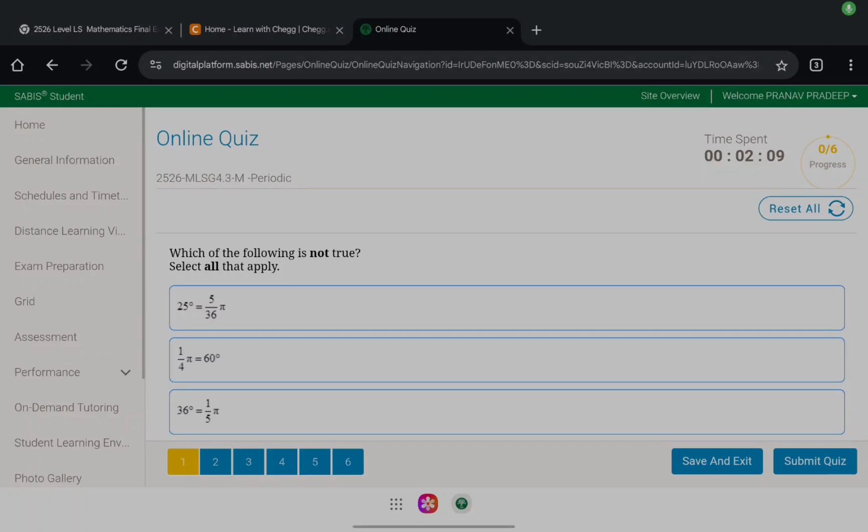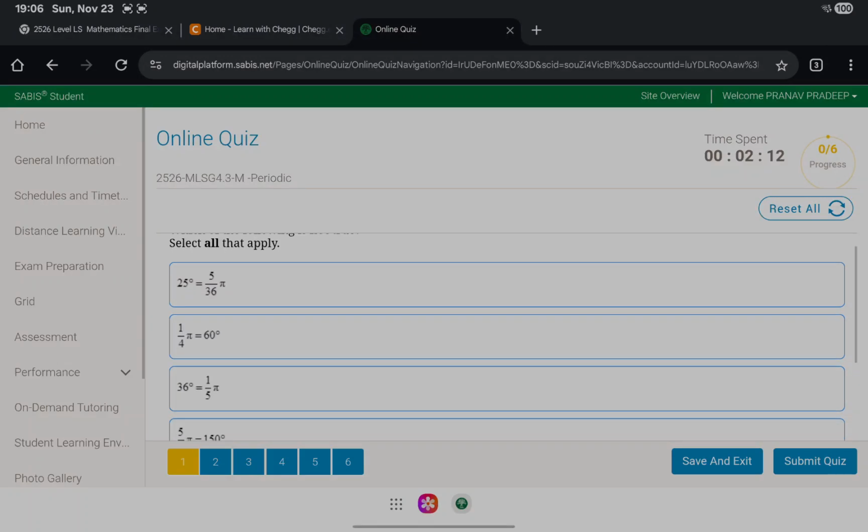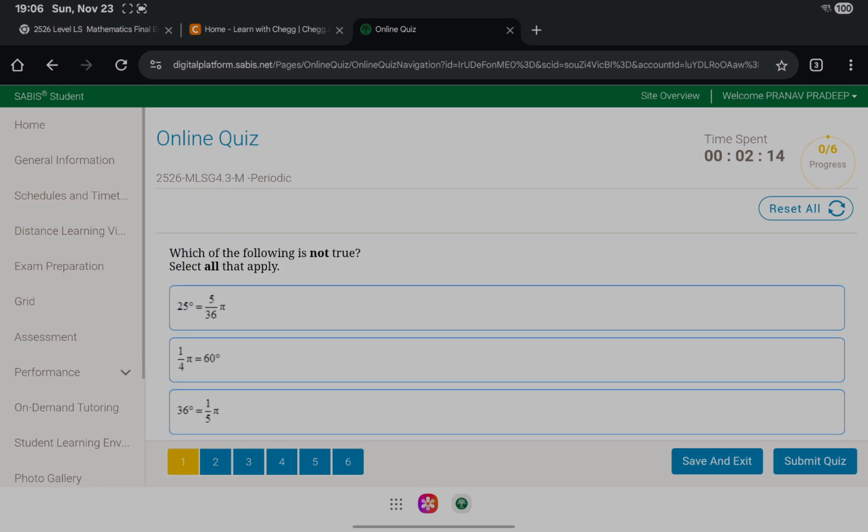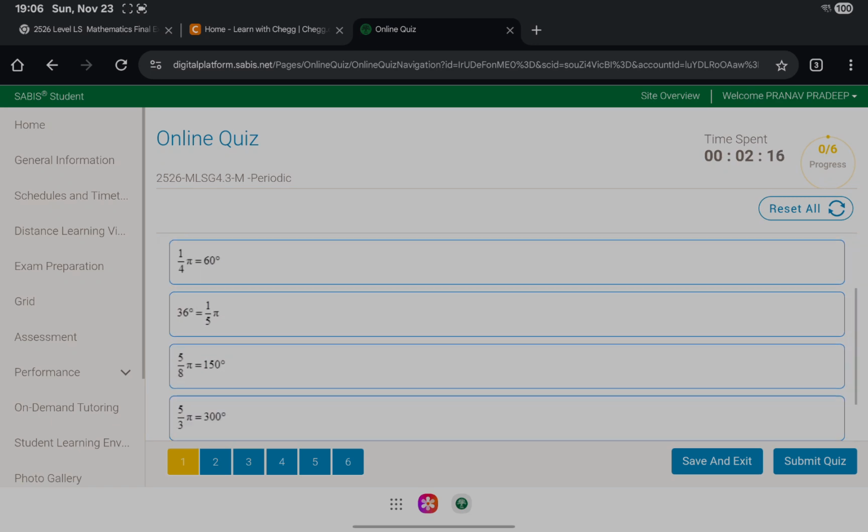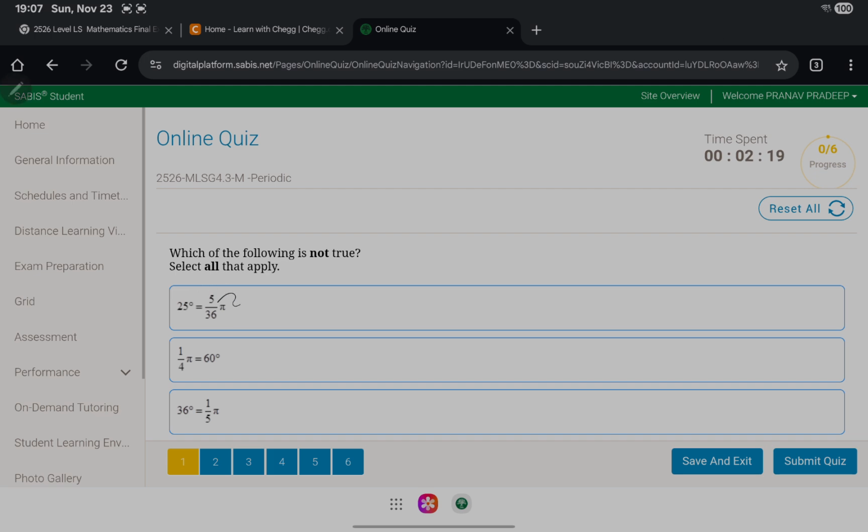Alright guys, here they've given many options. We need to find which one is incorrect basically. For these questions we can consider pi as 180 degrees. We don't have to necessarily shift and put pi on your calculator. It's going to make it more complicated. So consider pi as 180 and solve. So let's see which ones aren't correct.